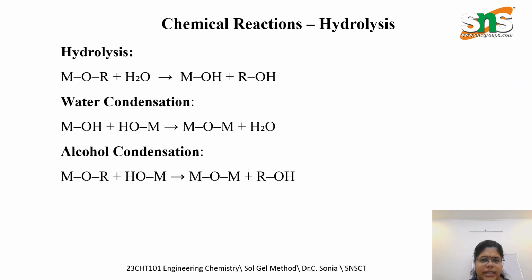So what are the chemical reactions involved in this process? Hydrolysis: you have a metal alkoxide reacting with water to give the product. Next it is followed by water condensation, that is removal of H2O, and next is alcohol condensation, removal of alcohol from the reactants, and you get the product.